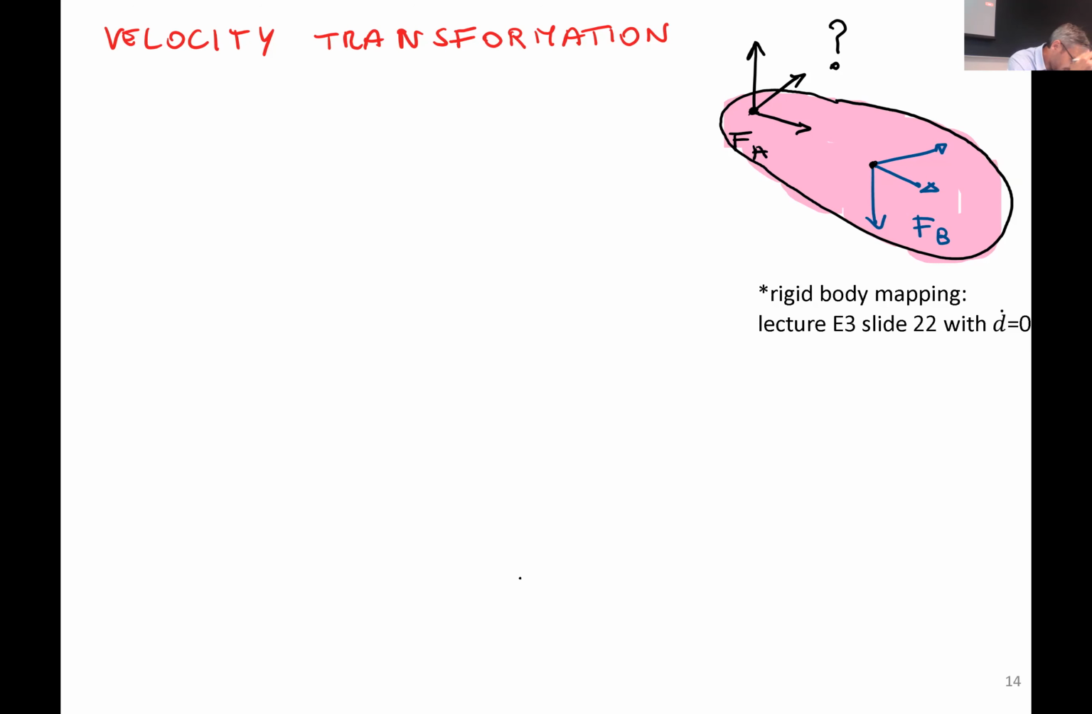And so the velocity of a point A in frame A can be expressed as the velocity of a point B in frame A, plus the angular velocity of frame B, again expressed in frame A, vector product, the vector that is going from the origin of frame B to the origin of frame A, expressed in frame A. And then we rewrite this, we revert the cross product, putting a minus.